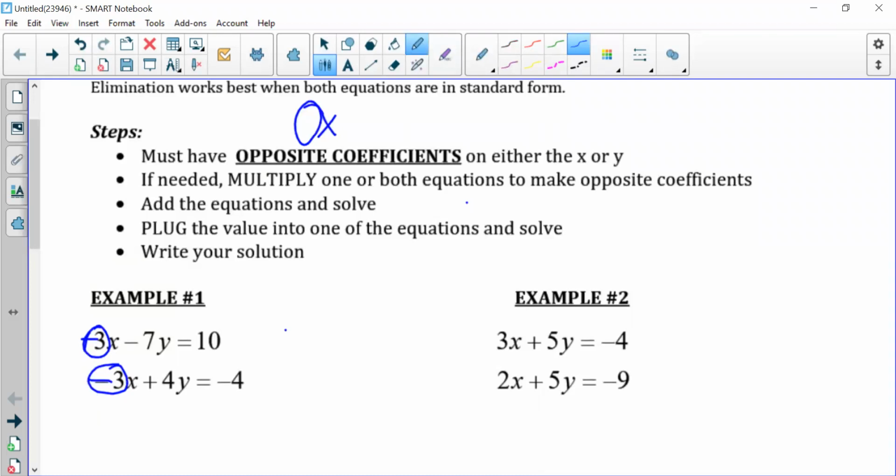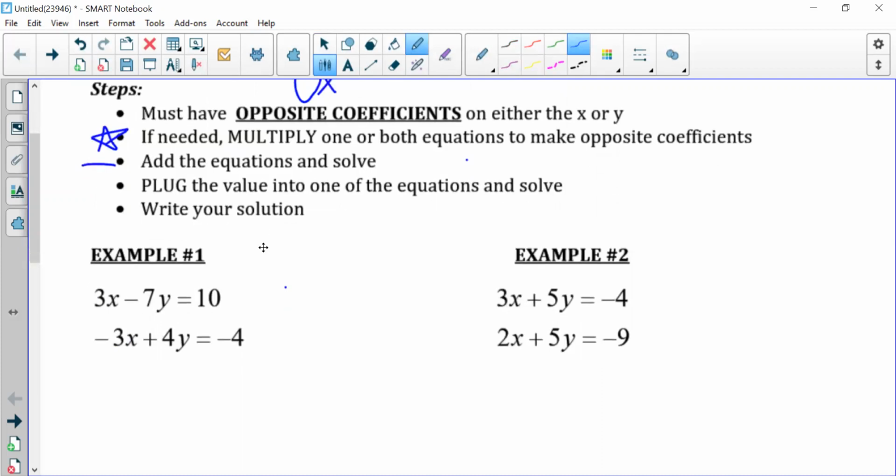If we do not have that, it may be necessary, that's what step 2 is, to multiply one or both equations to make them have opposite coefficients. More on that when we get to example number 2. Step 3, add the equations and solve. Step 4, plug the value into one of the equations and solve, and then write your solution. As always with algebra, the steps sound a little more confusing when you're reading them than when you're actually doing them. So let's get into the actually doing them part.